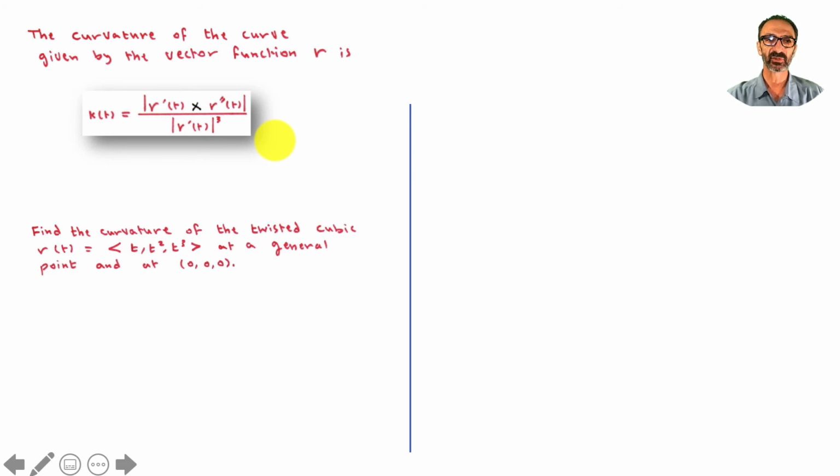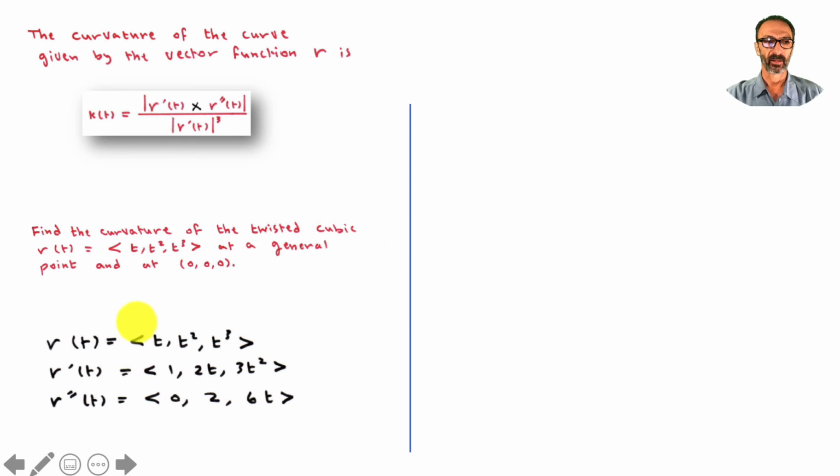Find the curvature of the twisted cubic curve. R of t is t, t to the second, and t to the third, at a general point and also at the origin. As you can see, once you have all the components or the ingredients, you could go back to the curvature formula and finish it. Here's some work. R of t is, I wrote it down. I took r prime. You know how to do it. I took r double prime. Now I have r prime, I have r double prime.